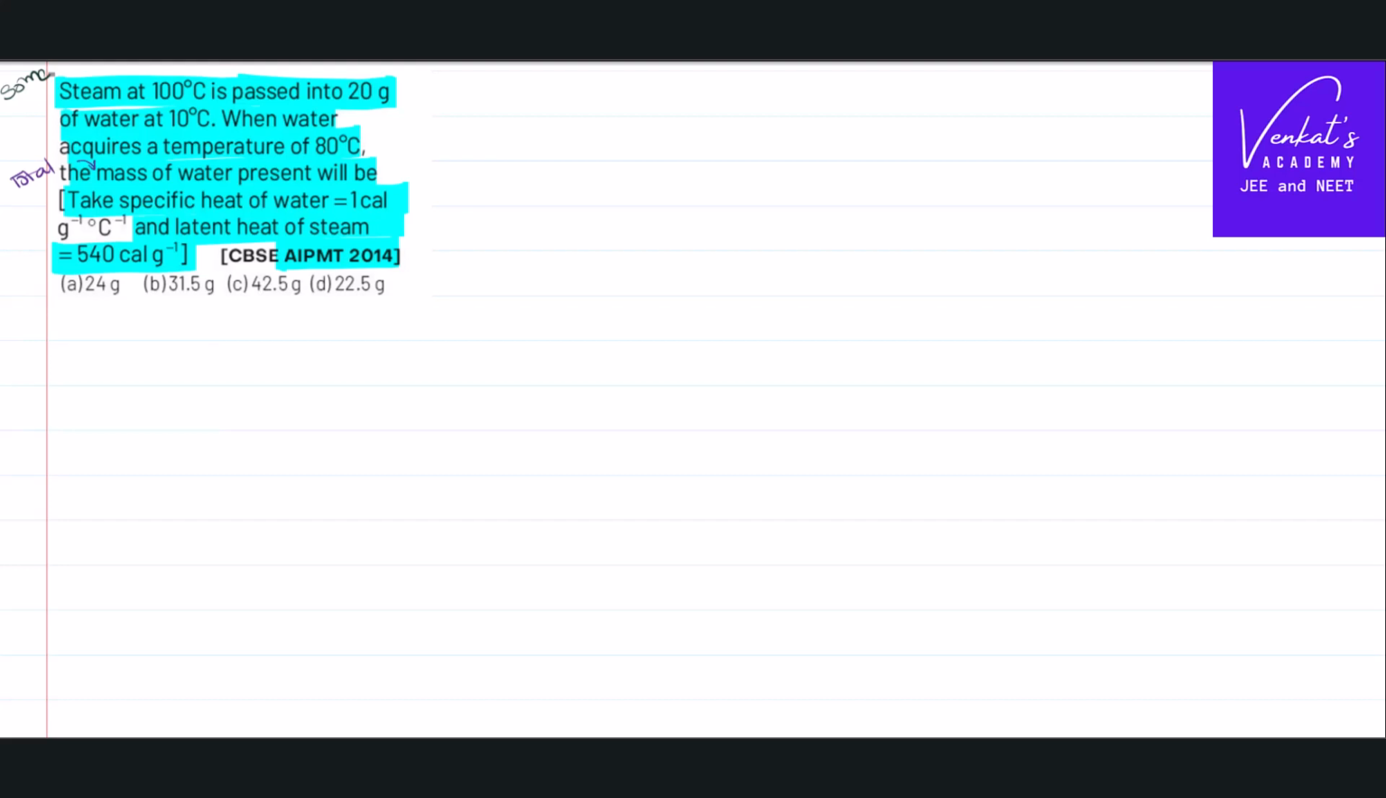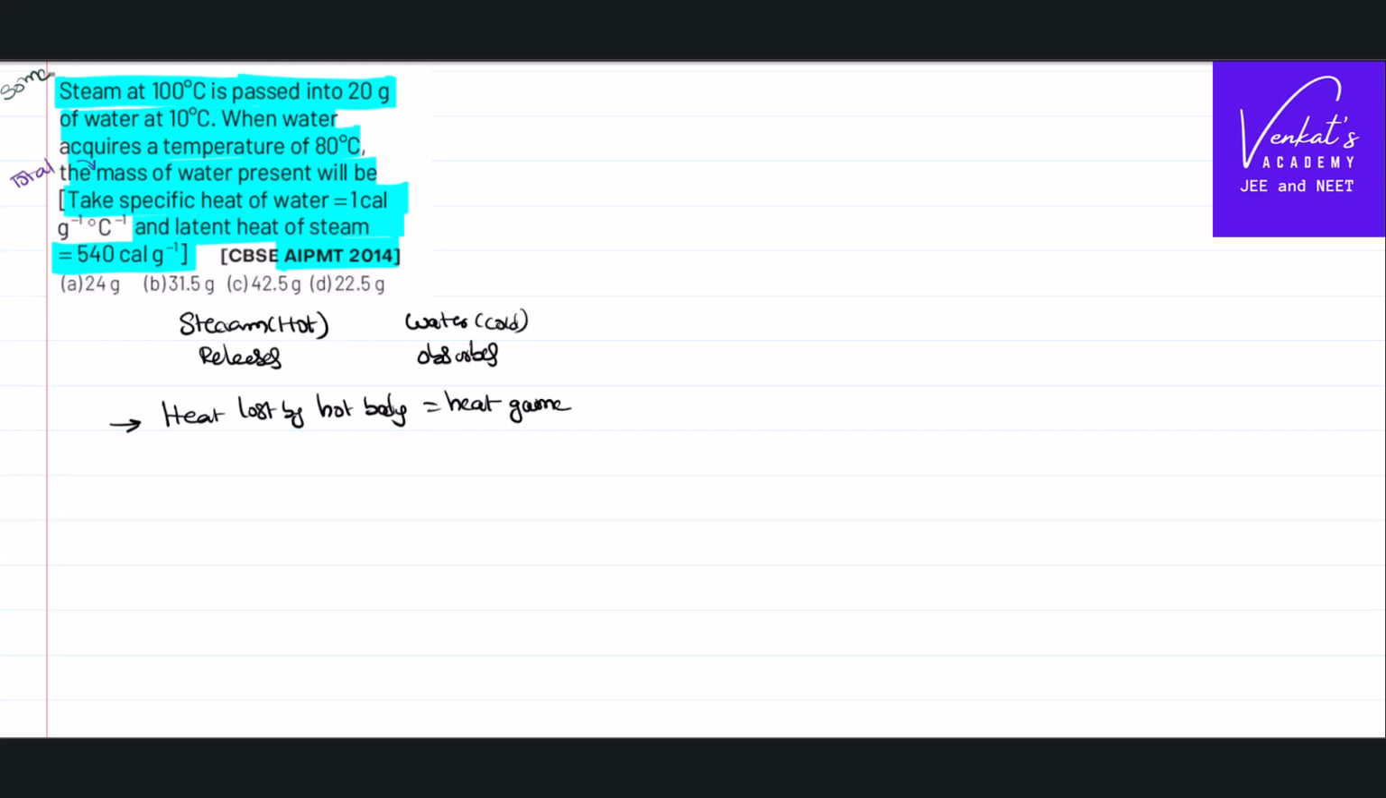First of all, the steam is the hot body here that releases heat. Water is the cold body that absorbs heat. According to the principle of calorimetry, when there is no loss or gain of heat from the surroundings, heat lost by the hot body is equal to heat gained by the cold body. That is the principle of calorimetry.